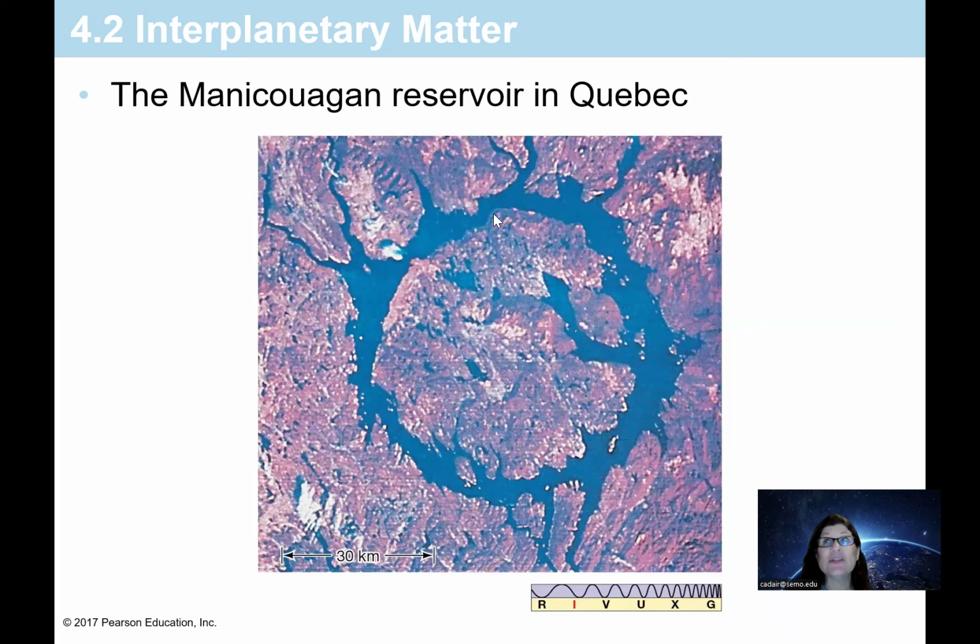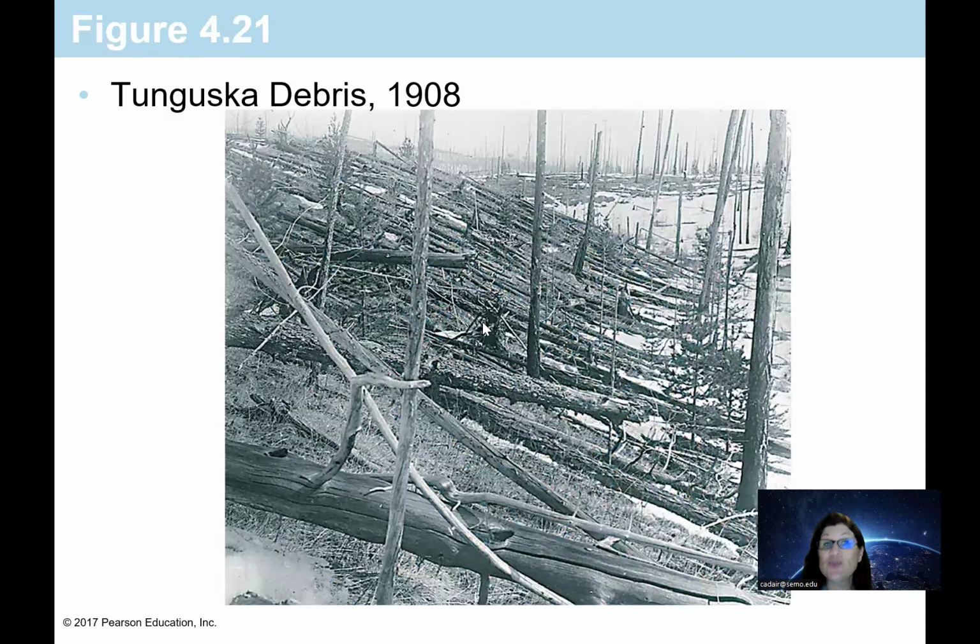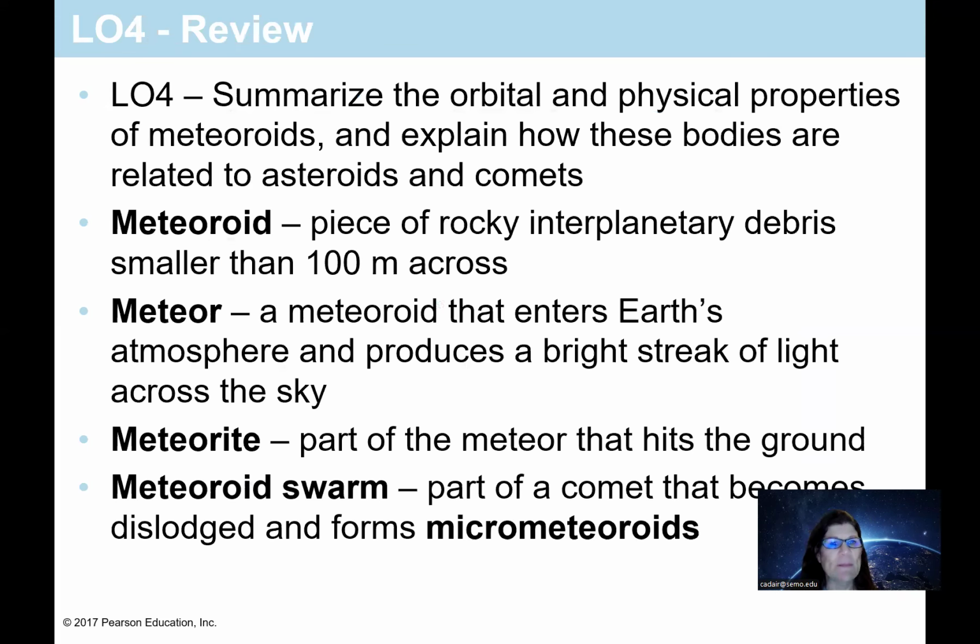All right, here is another. This is an ancient crater that has eroded, and now we have this circular lake up in Quebec. Here's the Tunguska event from 1908 that I mentioned earlier. There was an airburst, so the meteor came in and exploded over Siberia and knocked down a whole bunch of trees. But they don't think there were any casualties because it was kind of an unpopulated tundra area. So here's the size comparison between the meteoroid, meteorite, etc.